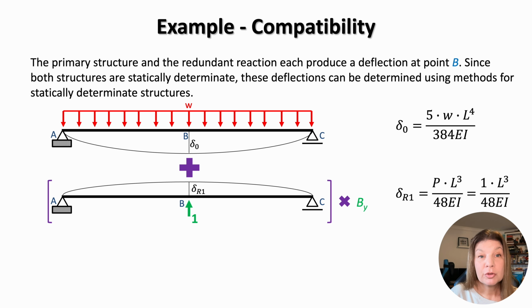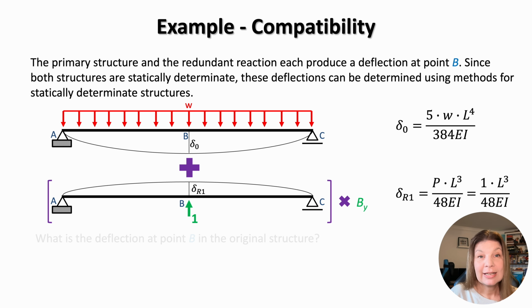So if a unit force produces a deflection of delta R1, then the actual redundant reaction, By, produces a deflection equal to that delta R1 multiplied by By. For the unit load, the deflection at point B is PL cubed divided by 48 EI. And since P equals 1, this just simplifies to L cubed divided by 48 EI. Now, this quantity is called the flexibility coefficient, and it represents the deflection at point B produced by a unit force acting at point B. But again, this is terminology that we'll cover later.